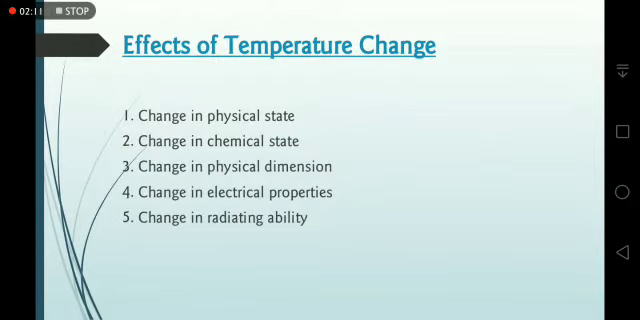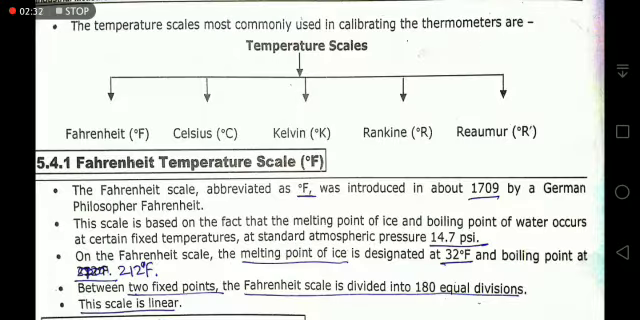Then, effects of temperature change. Temperature change affects various parameters: physical state, chemical state, physical dimensions, electrical properties, and radiating ability. For electrical properties, as temperature increases, resistance also increases, and as temperature decreases, resistance also decreases.